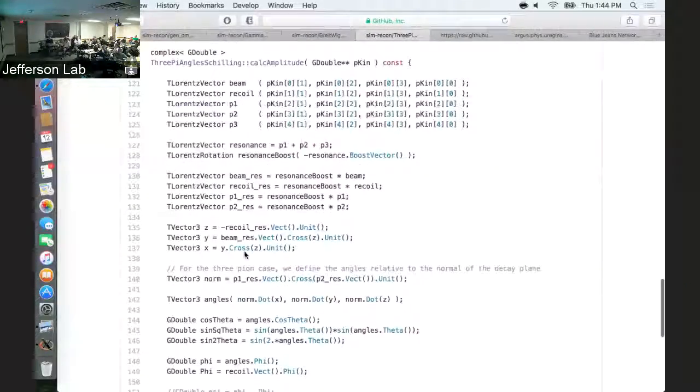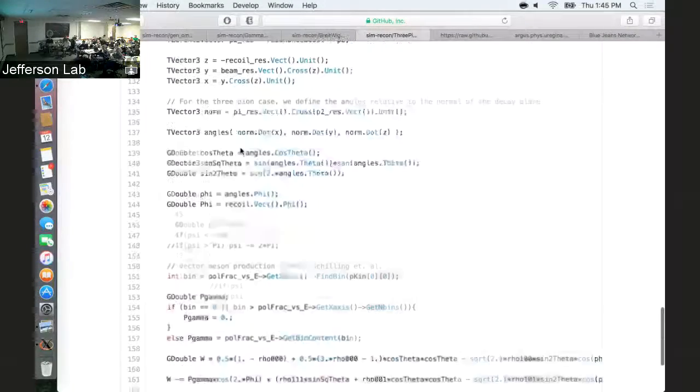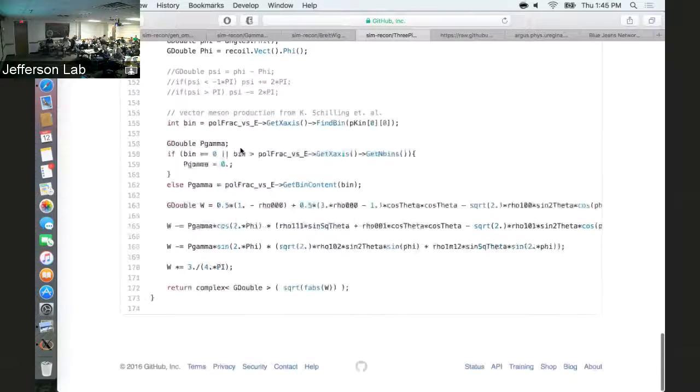What happens on an event-by-event basis is that you calculate the amplitude. Every one of these amp tools amps has this calc amplitude function that you pass the kinematics into, and it returns some complex number. Here you see the things that define our reaction: the beam 4 vector, the recoil proton, the pi plus, the pi minus, and the pi zero. We do all of the work to get into the correct frames and get out the angles that I talked about earlier.